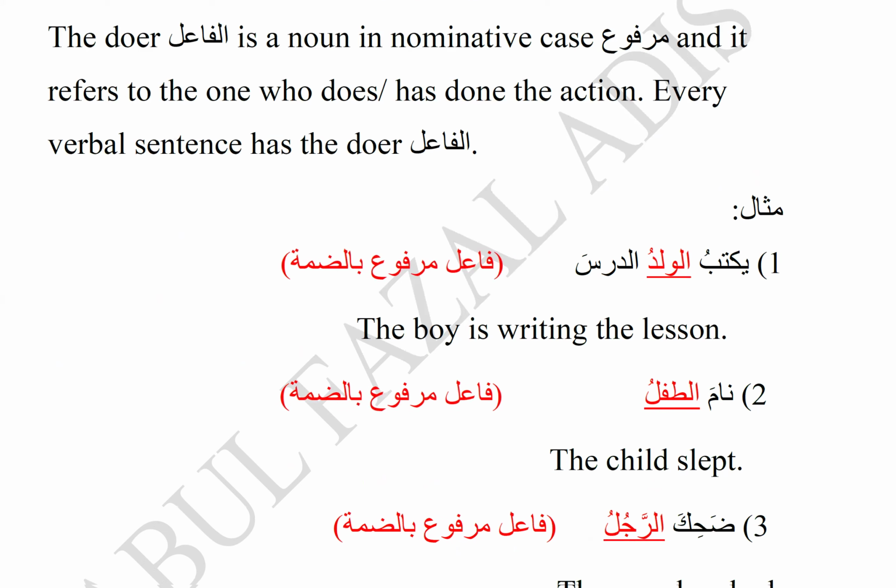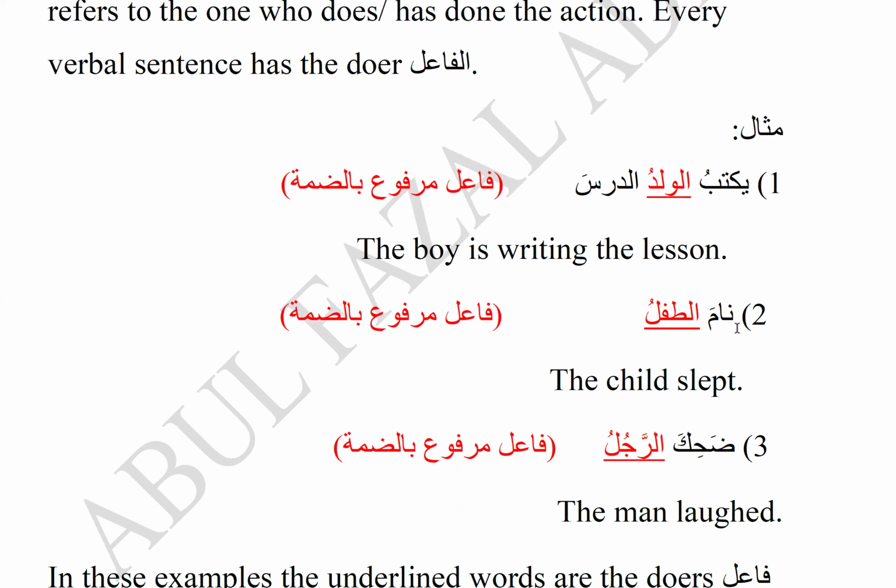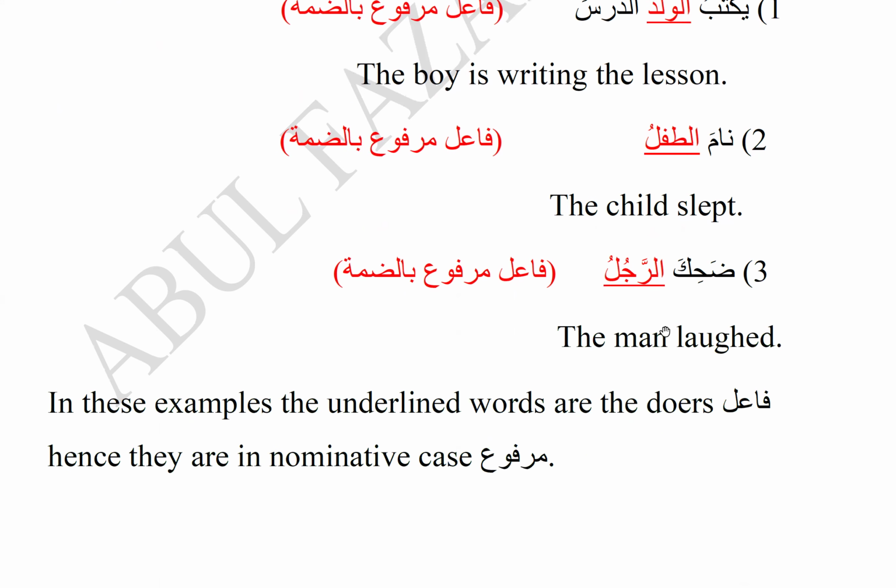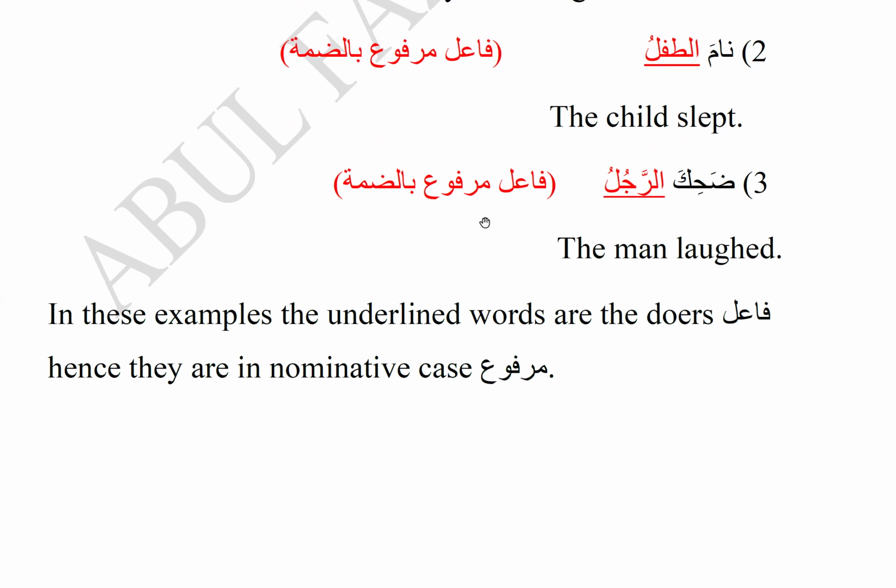نام الطفل, the child slept. نام is the fi'l, a fi'l ماضي, and الطفل is the fa'il. ضحك الرجل, the man laughed. الرجل is the fa'il over here. In these examples, the underlined words are the fa'il, hence they are in the nominative case, and they are marfu'. Jameel.